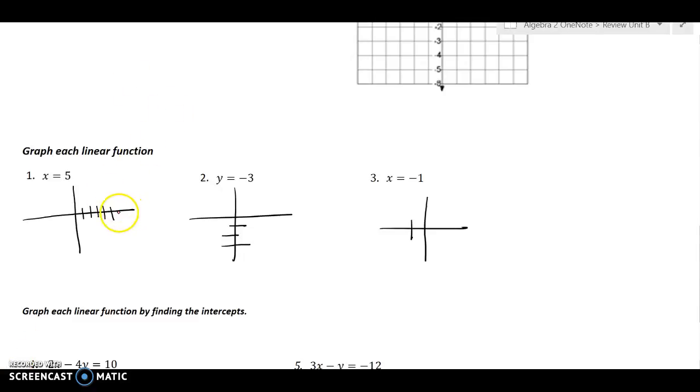Okay, for number 1, x is 5 is right here, and x is always 5, so it's a vertical line. For number 2, y is -3, and it's always -3, so it's a horizontal line. And for number 3, x is -1, and so anywhere I go, it's -1, and so it's a vertical line. Ooh, I missed that one.